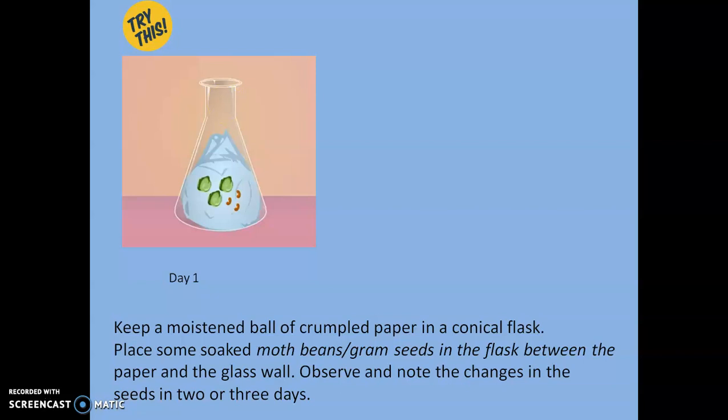Place some soaked moth beans or gram seeds. So you can keep the seeds of moong or peas, any seeds that you have, in the flask between the paper and the glass wall. Now, why are we taking a moist ball? Moist means wet with water, because you all know that plants require water to grow. Observe and note the changes in the seeds in 2 to 3 days.